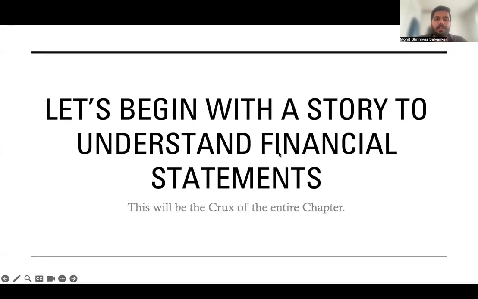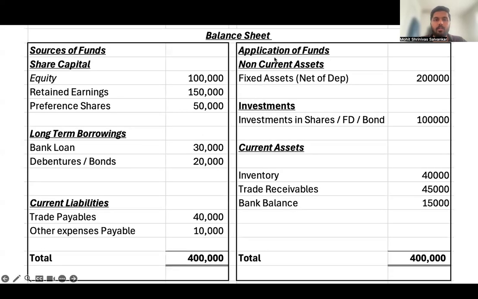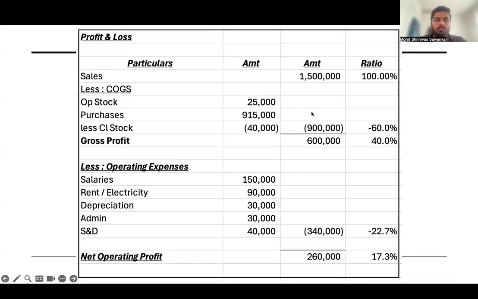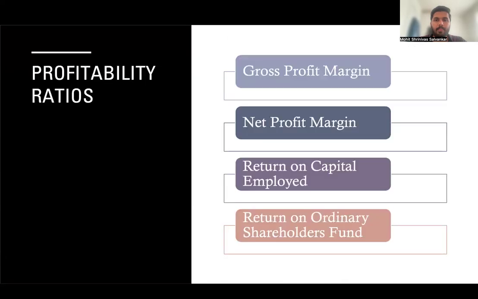So now that we have understood the story of the flow of finance within the company, let's begin to understand the ratios one by one. This is just a snapshot of those financials I put here. I'll share the Excel as well. Okay, so we'll start with profitability ratios first.